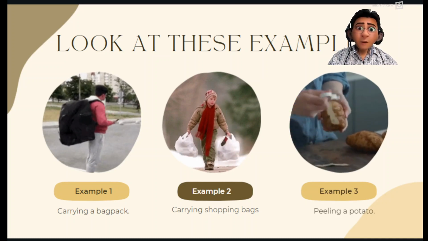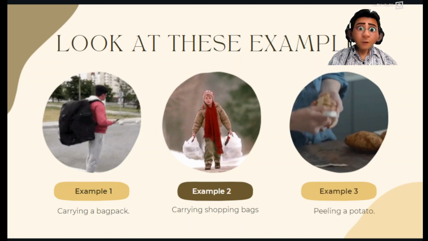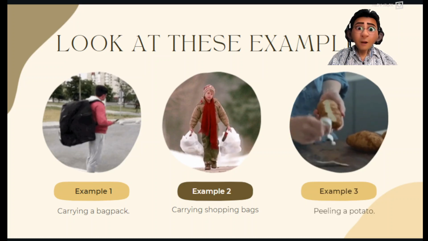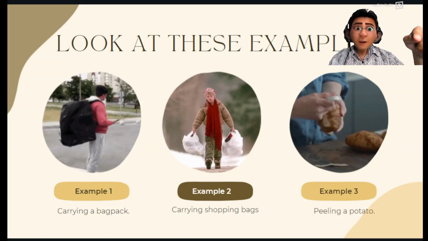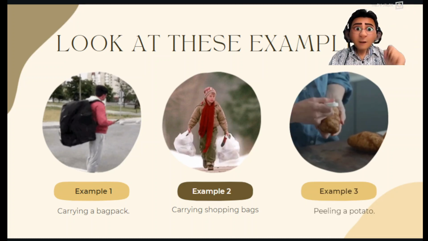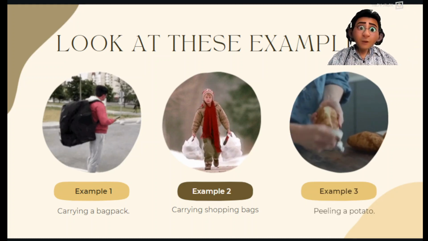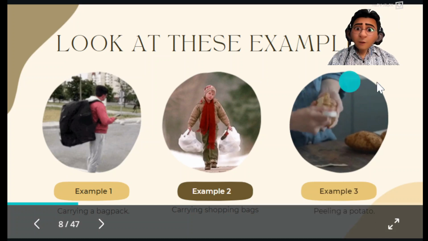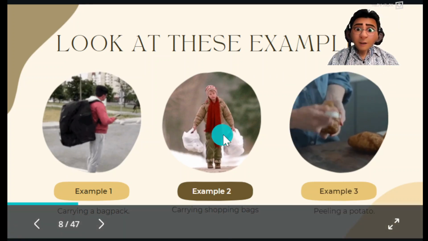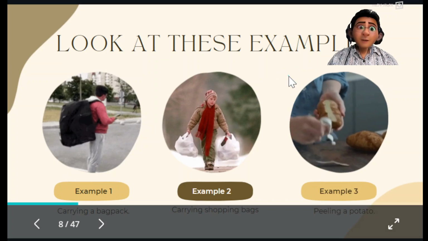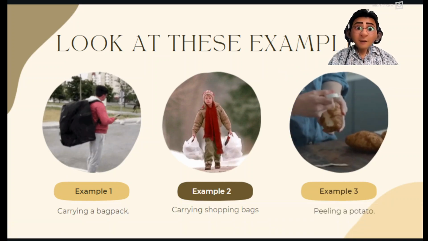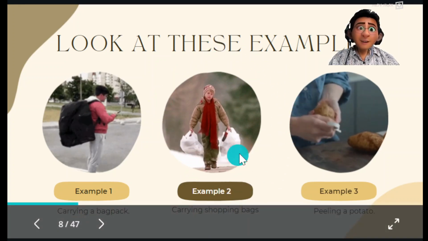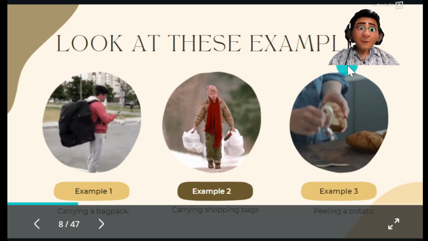Example number three is peeling a potato. So when you peel a potato that way, like in the picture down here, it's a push, you're pushing it away from you. So guess this picture. Tell me, maybe one day, or maybe in the comment, what movie is this from? This picture. What movie is that from? Okay.